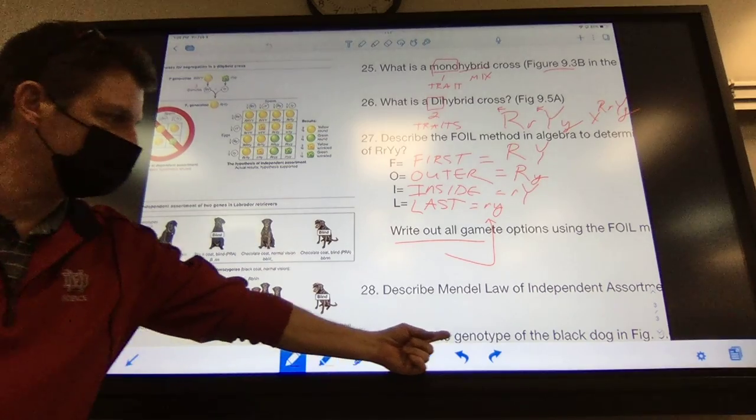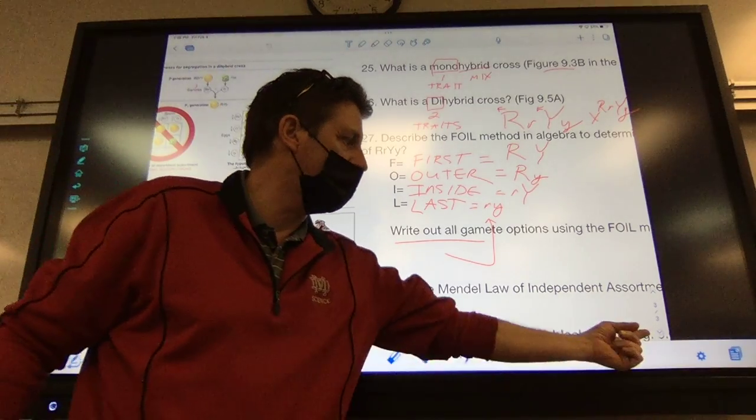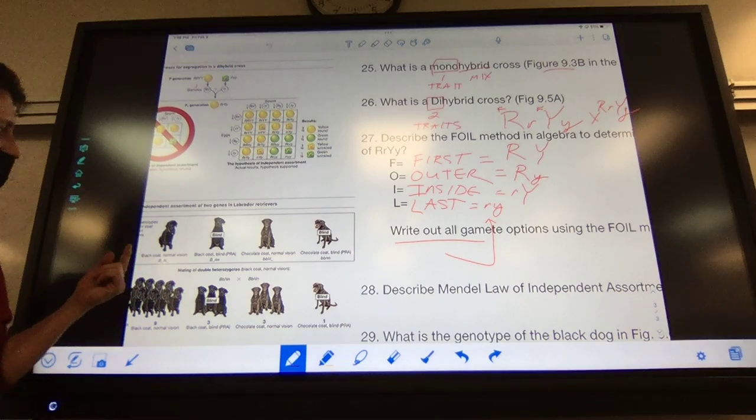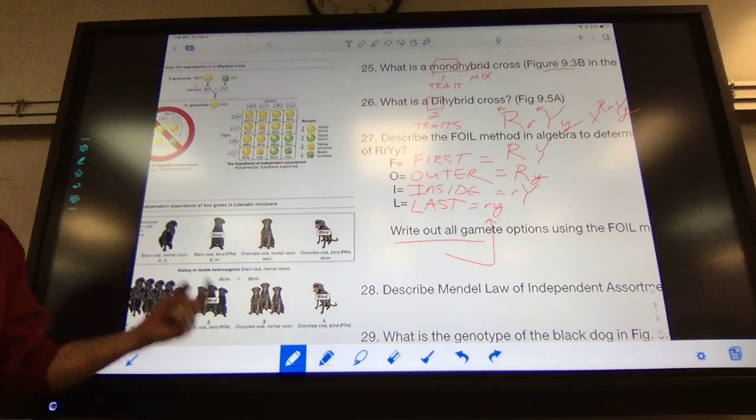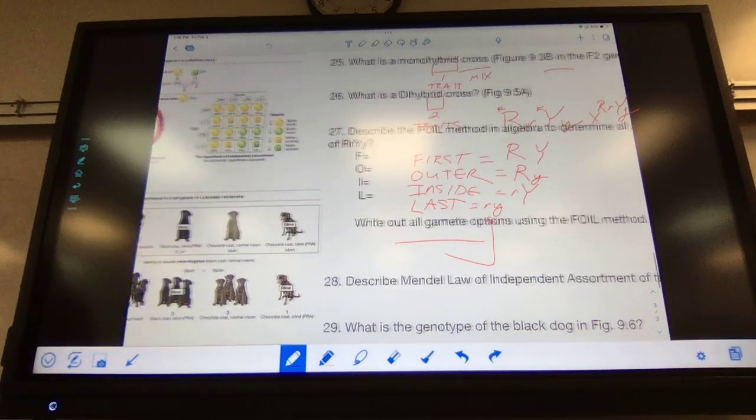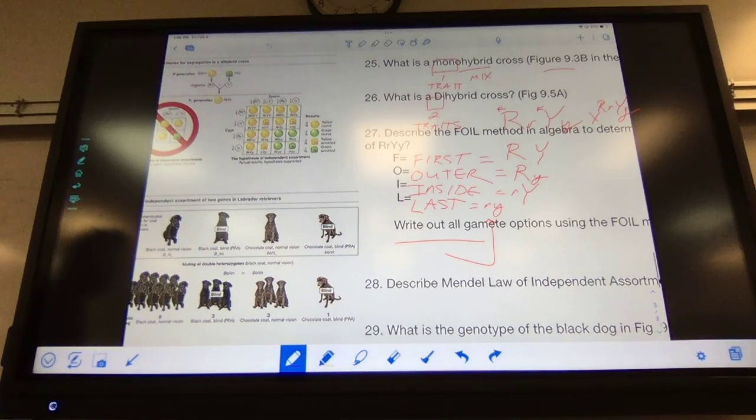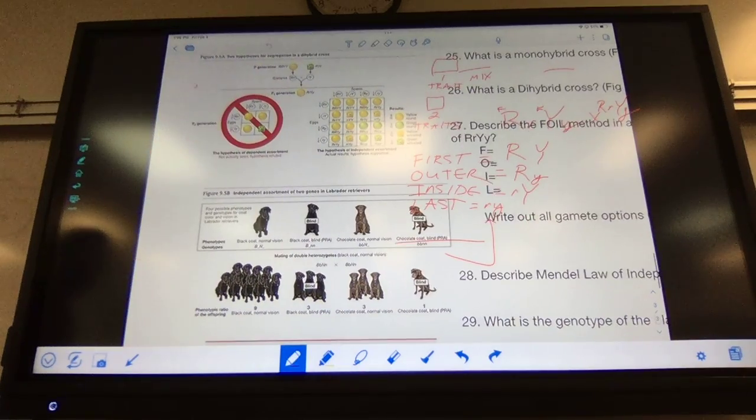What is the genotype of the black dog in figure 9.6? Figure 9.5?